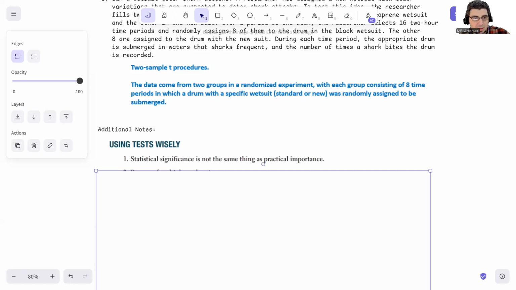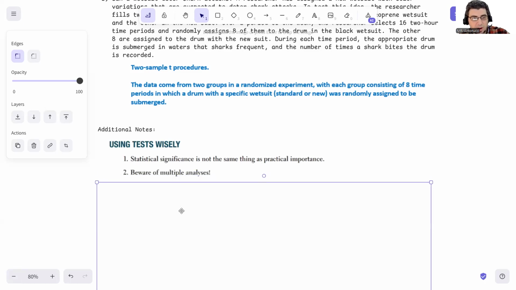And then the second thing is beware of multiple analysis. Statistical significance should mean that you have found convincing evidence of a difference that you were actually looking for. So the reasoning behind statistical significance works well if you decide what difference you are seeking, design a study to search for it, and use a significance test to weigh the evidence. In other settings, however, statistical significance might have little meaning.